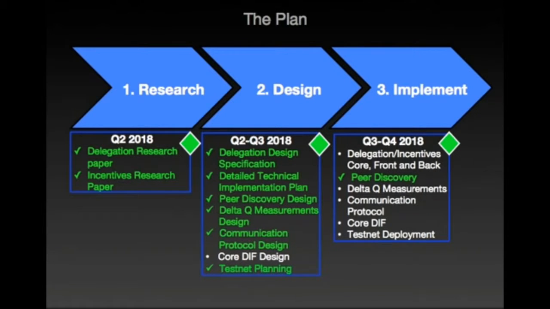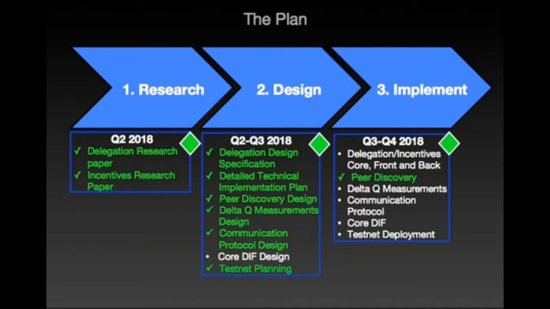Against our plan, we have split out the deliverables into three core project phases. They are research, design, and implementation. Starting with the research, we've successfully completed this phase. There are two deliverables here: the incentives and the delegation research papers.